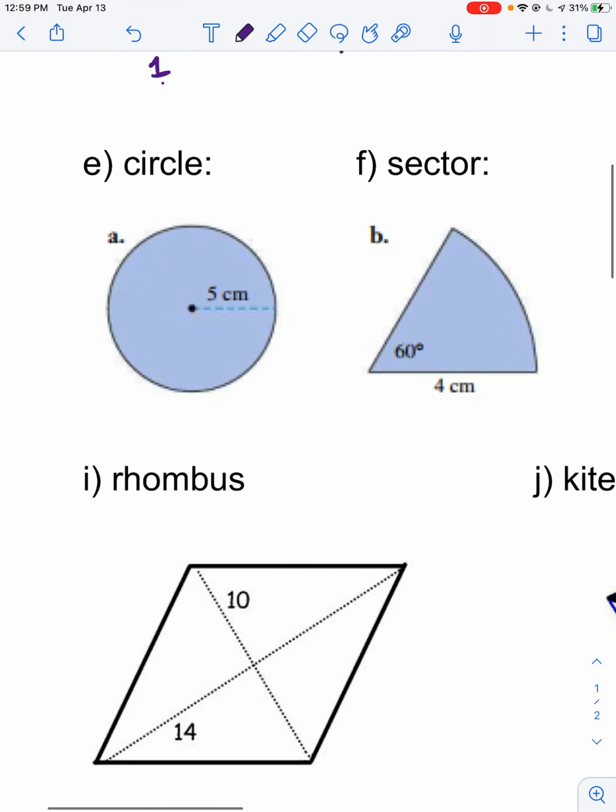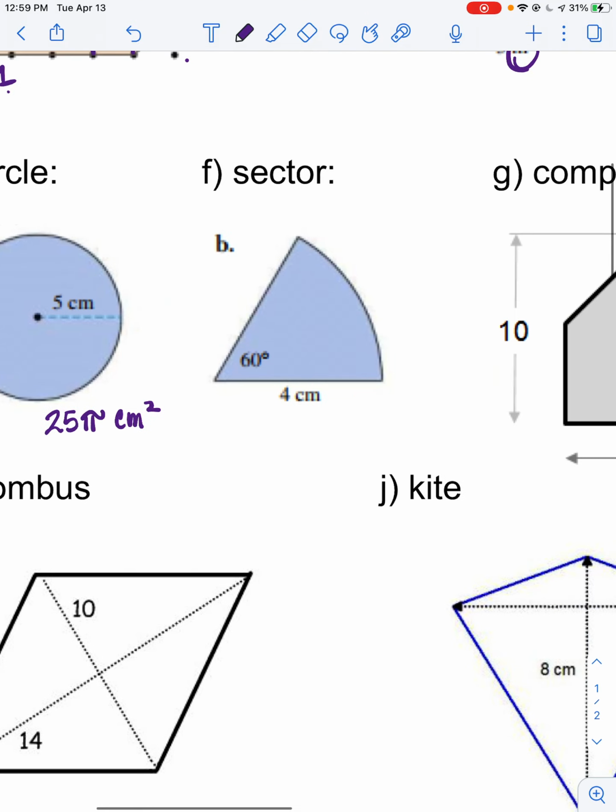How about the area of a circle? Well, the area of a circle is just pi r squared. My radius is given, so this would be 25 pi. That's an exact answer, in centimeters squared. But if I wanted to get an approximate answer, I could multiply 25 times 3.14 and come up with around 78, 79. But no one asked me to get an estimated answer, so I'm leaving my answer in the exact form.